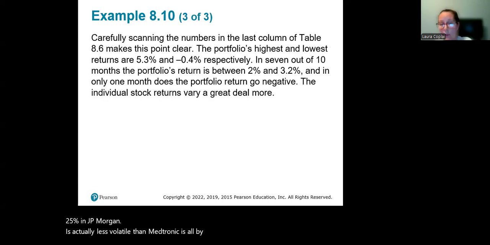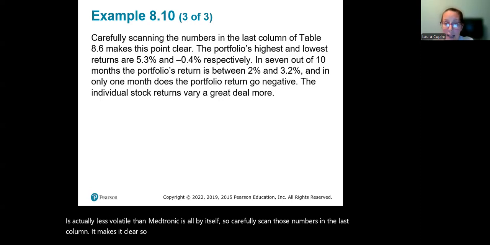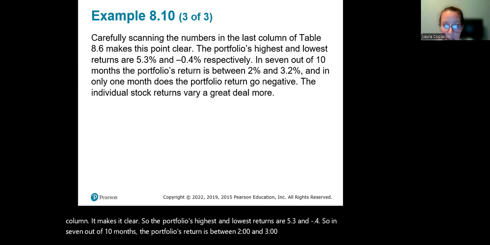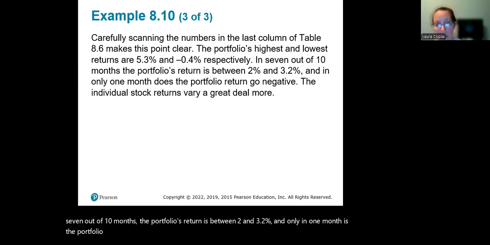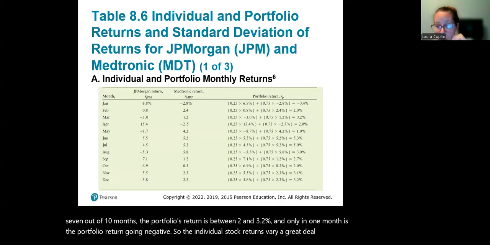So carefully scan those numbers in the last column. It makes it clear. The portfolio's highest and lowest returns are 5.3 and negative 0.4. In 7 out of 10 months, the portfolio's return is between 2 and 3.2%, and only in 1 month is the portfolio return negative.